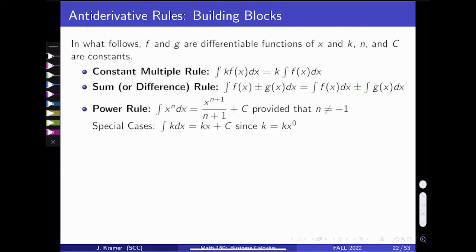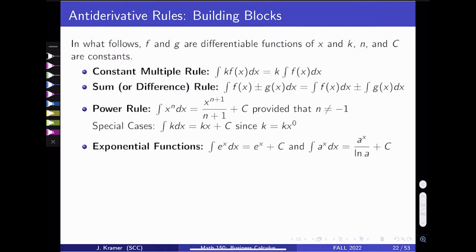Now for the power rule, we want to do the reverse of the derivative power rule. So the integral of x to the n dx is going to be adding 1 to the original power and dividing by that new power, plus c, as long as n is not equal to -1, since that would make the denominator equal to 0. In the case where we're integrating just a constant, it is k times x plus c, since k is k times x to the 0.